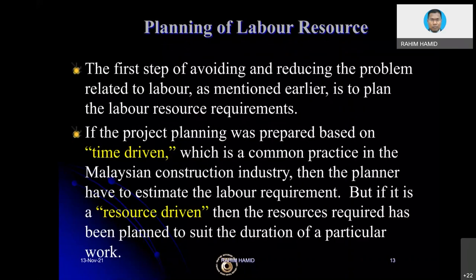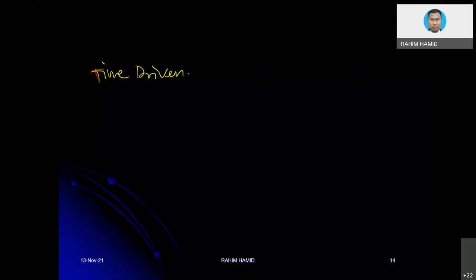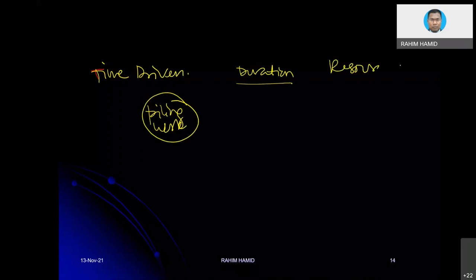All right. Now there are two concepts when we do planning: time driven and resource driven. Okay, let's take a look at these two issues. Let me draw something. Time driven concept. Let's say a certain activity. Let's take the example of piling. Piling work, and then this is what we call duration, and this is what we call resources.